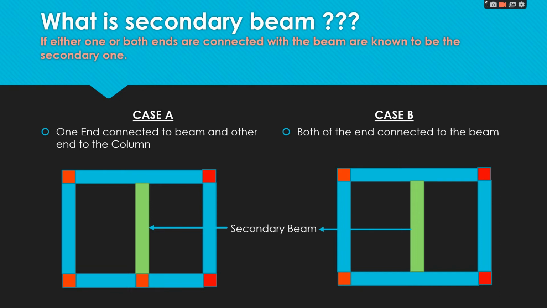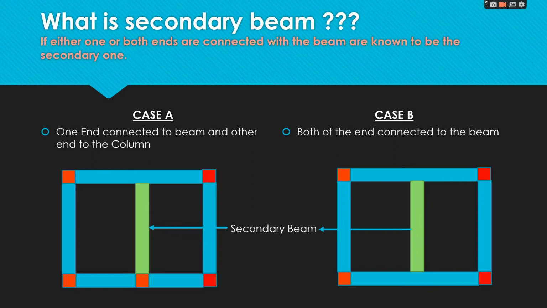In this slide, we will learn the definition of secondary beam. What is a secondary beam, and what are the types of secondary beam that we encounter in our daily engineering life? It is defined as: if either or both ends are connected with a beam, then that type of beam is known as a secondary beam.